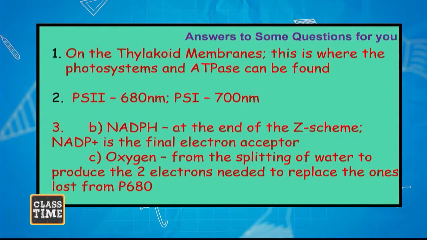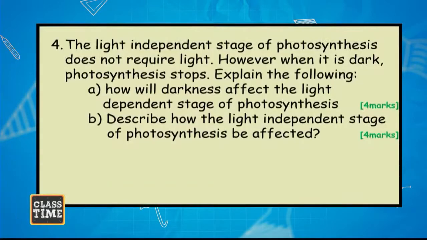Please note, and that's the next thing that students tend to forget, the water molecule splitting to produce those 2 electrons happens at photosystem 2 to replace electrons from P680, not photosystem 1, P700, because P700 gets its electrons from the electron transport chain. All right?